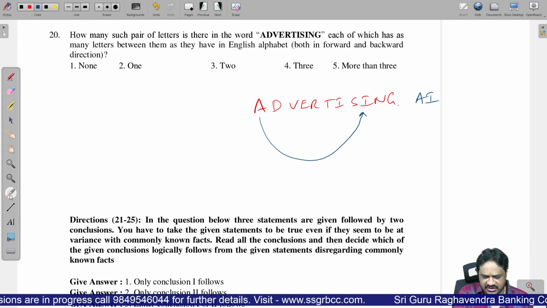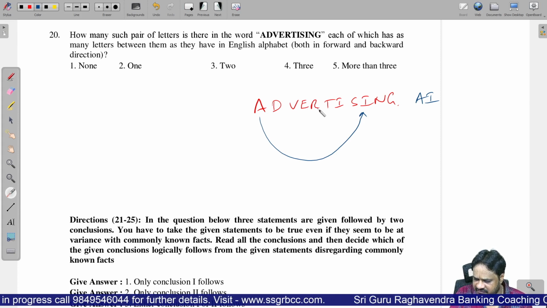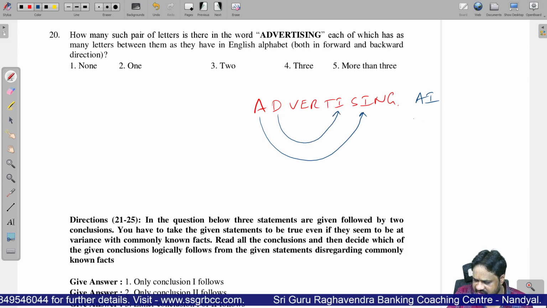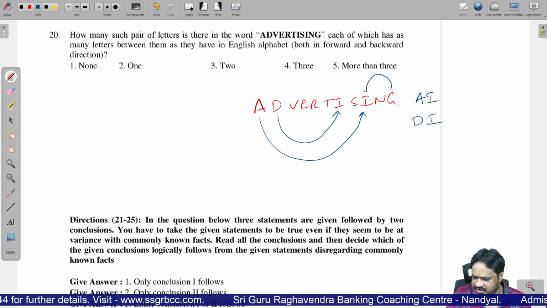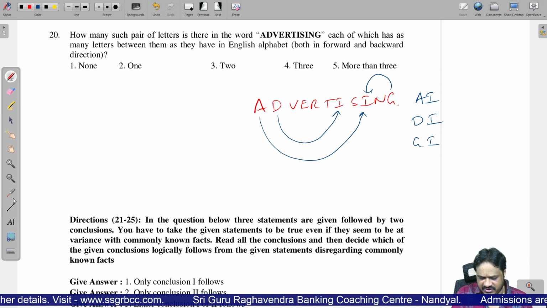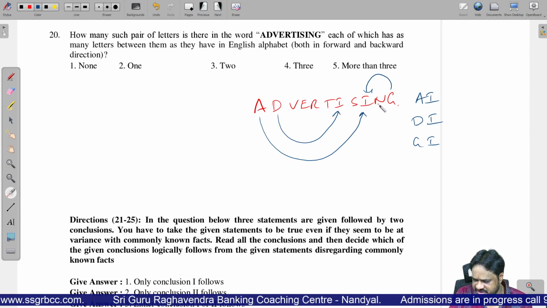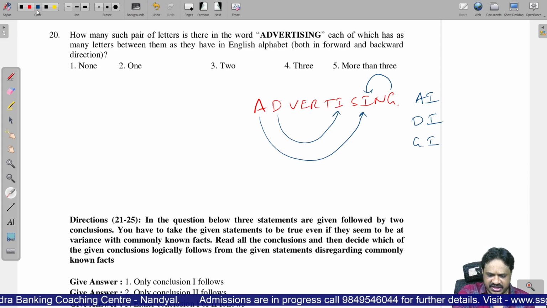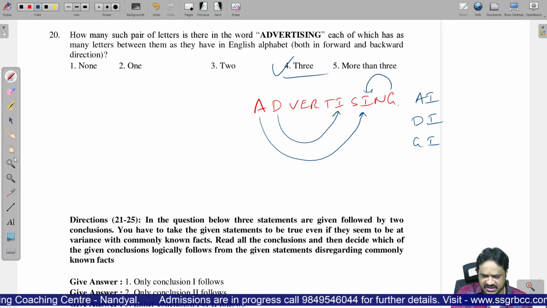Now next one. D, E, F, G, H, I. DI is the second pair. GI, we got the third pair. Now after V, there is no alphabet. E, F, G, H, I, J, K, L, nothing. G, H, I, J, K, L, M, N, O, P, Q, nothing. I, J, K, L, M, N, O, nothing. So only 3 pairs we are getting exactly. 3 pairs is the correct answer.